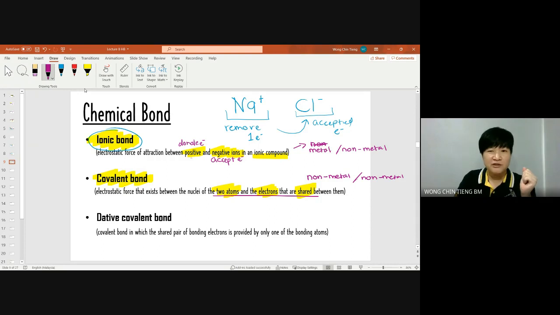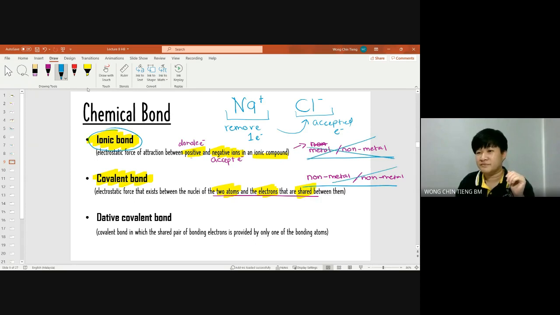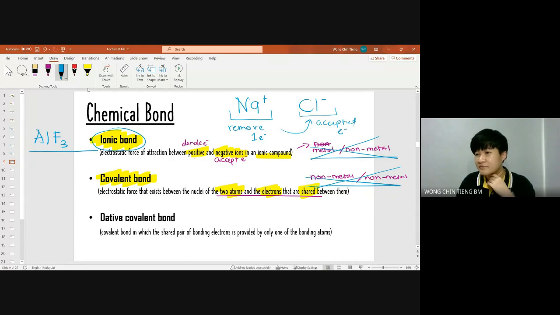Alright, if you remember, you come across this thing. And in here, they are wrong. They are generally correct. 99% they are correct. One example, aluminium fluoride is an ionic. But aluminium chloride is a covalent. Aluminium is a metal. Yes, it is a metal.